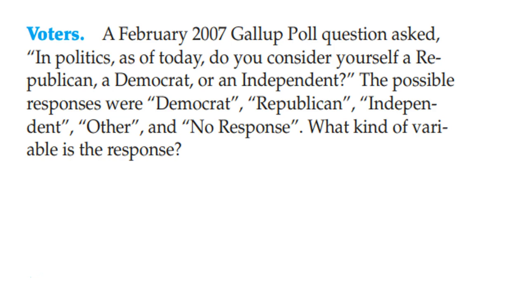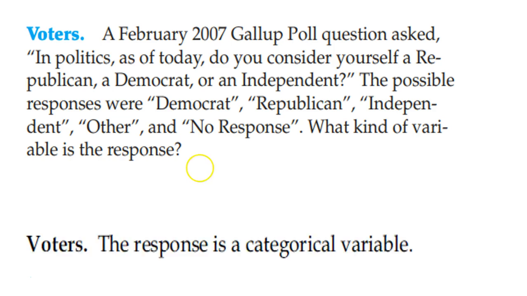But the point is, with this one, in February 2017, they had a poll, and the question was asked, in politics, as of today, do you consider yourself a Republican, a Democrat, or an independent? And the possible responses obviously were Democrat, Republican, independent, but you could also say other, or you could just say no response. Now, what kind of variables are those is basically what we're getting at. And it's simple. Those are all categories, right? They're all categorical variables. We're trying to distinguish between which one is which. Those are different categories that you could be. You can't add those ideas up, so they're not quantities.